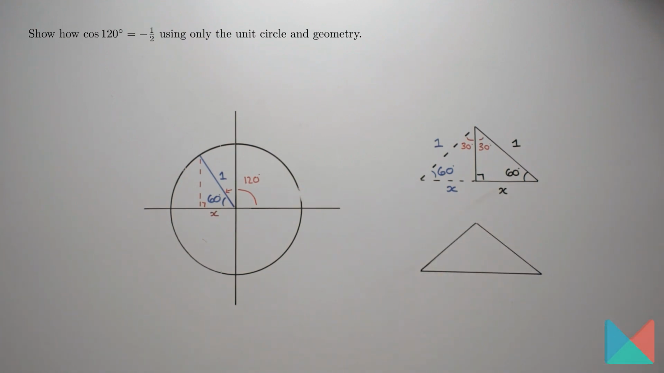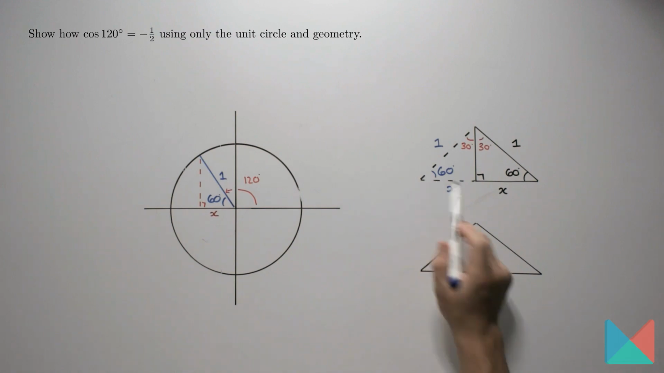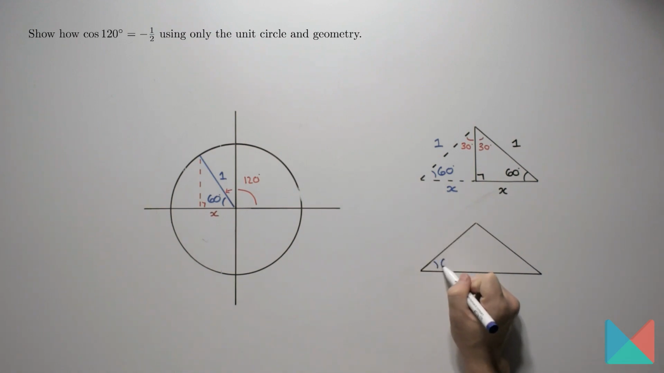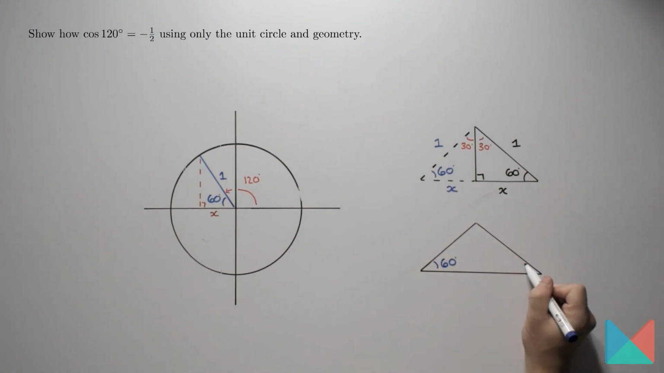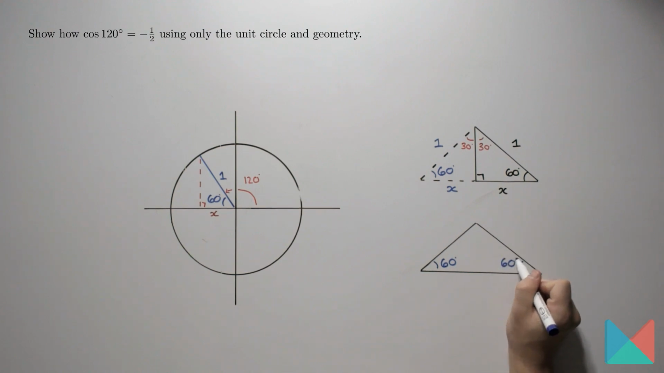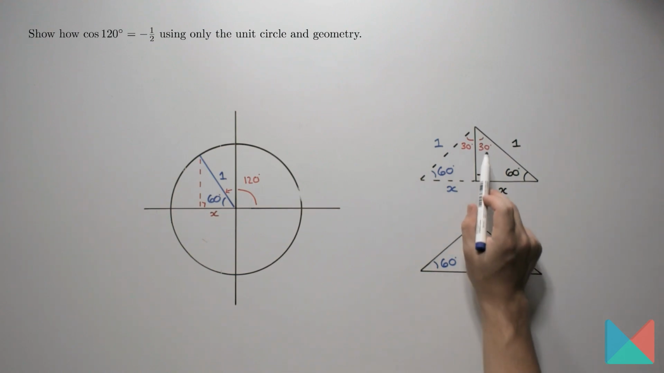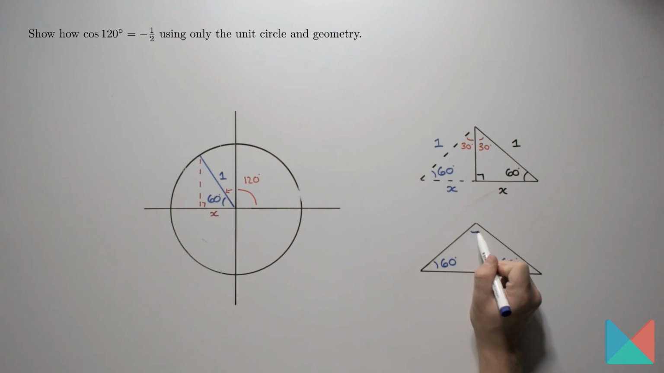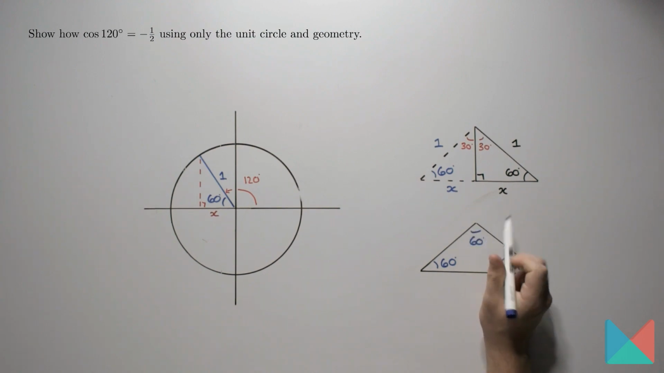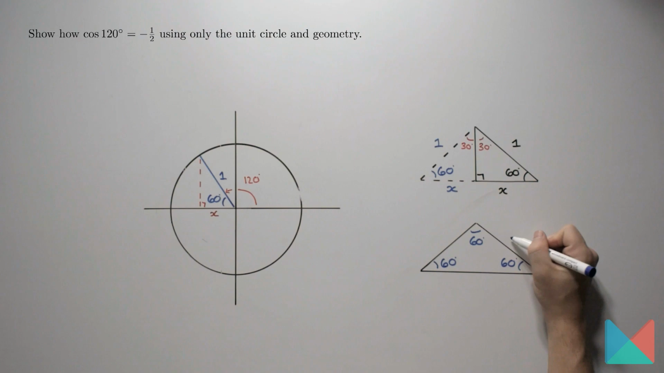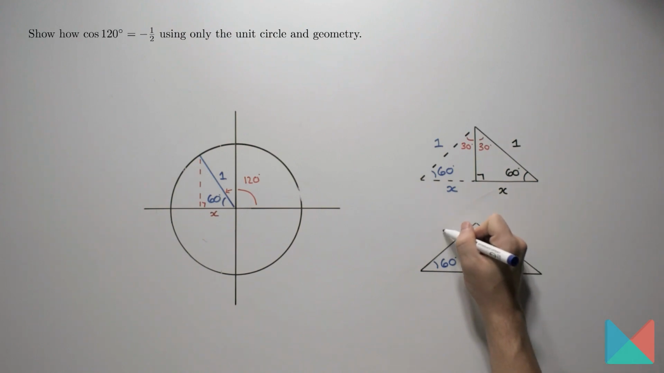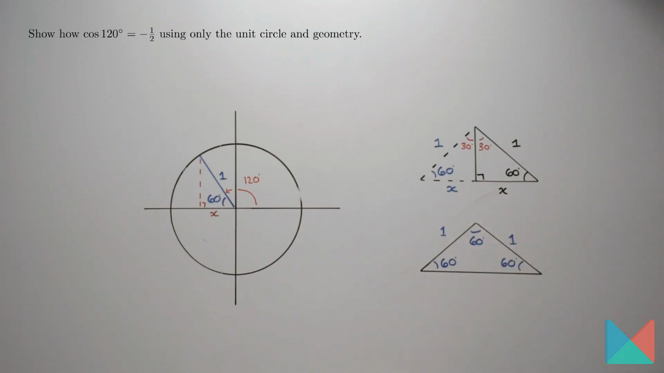And let's fill in the information. So we know that this angle here is 60. And this angle is also 60. And the angle up here, well, it's going to be 30 plus 30, so it will also be 60. And our two sides here are both 1. And finally, we have our x here and another x, so we have the base of this triangle as 2x.